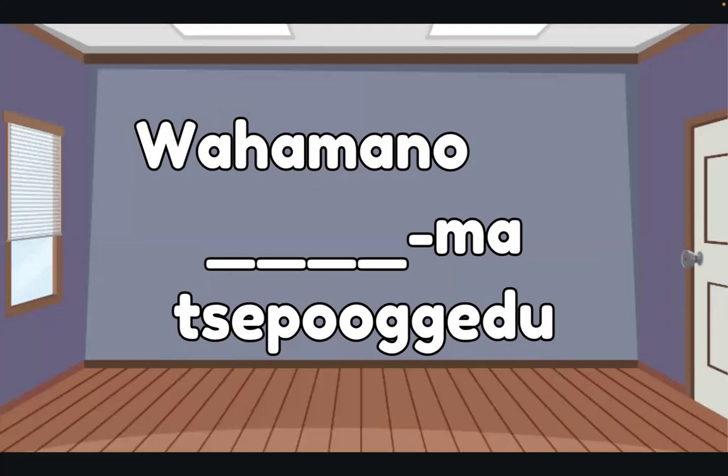So if you want to say 21, you would say wahamano sumumatsipugid. Because remember, sumu is the root word for one. So that's what you add, sumu. Wahamano sumumatsipugid, 21. So let's break this one down a little bit more.